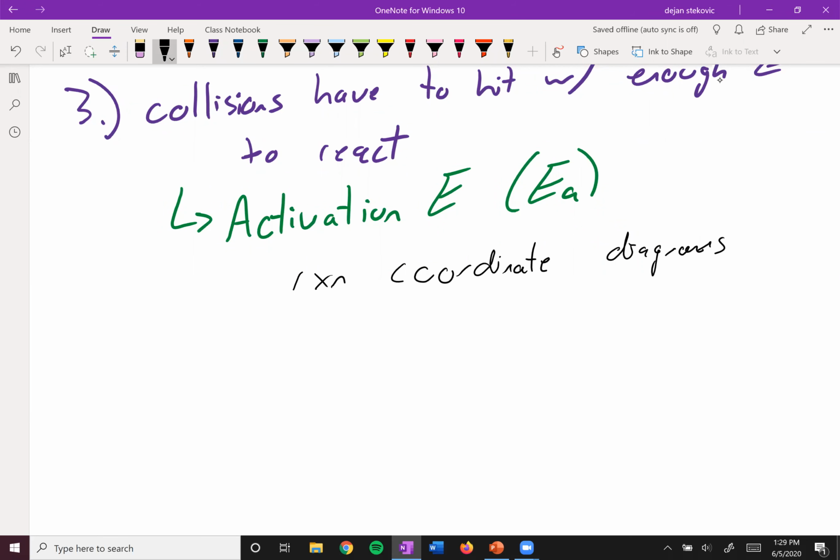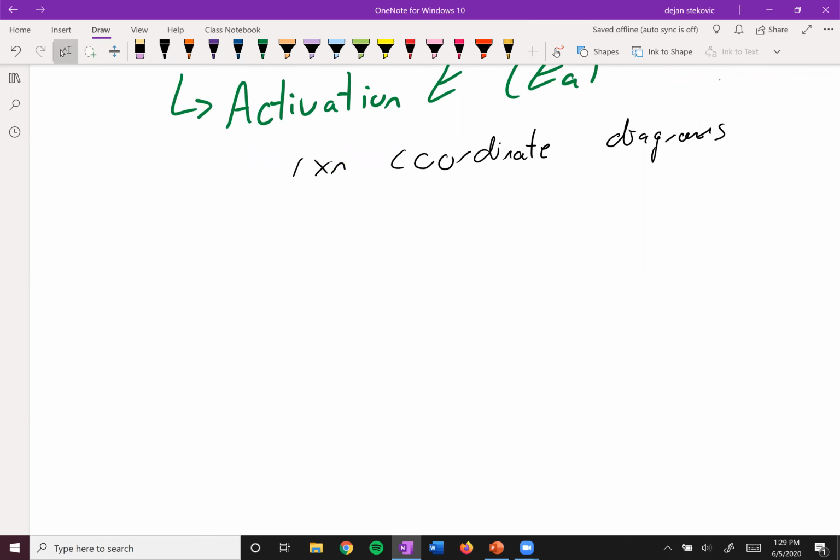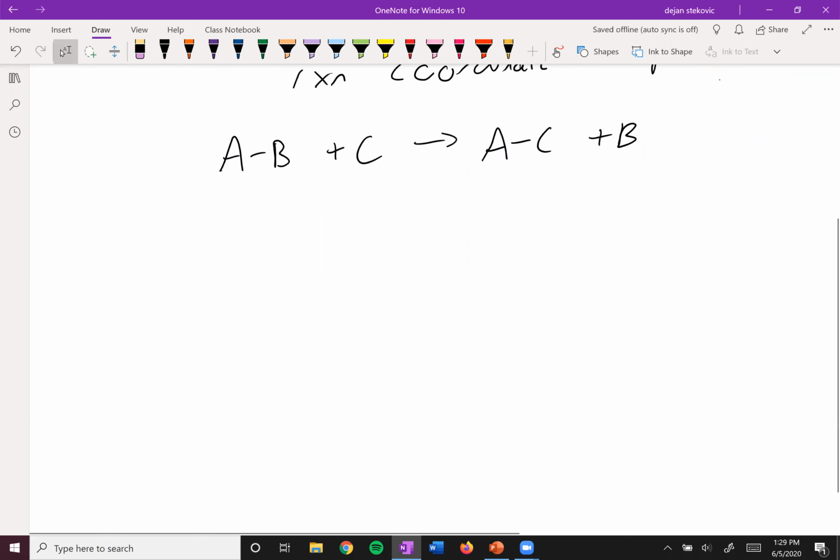You've probably seen these in Chem 101, but we're going to fill them in a little bit more. So we're going to take a look at an example of compound AB. Say A is bound to B. We're going to add C to it, and then we're going to form AC plus B, right? So C is taking the place of B. And we'll envision it as an exothermic and an endothermic reaction.